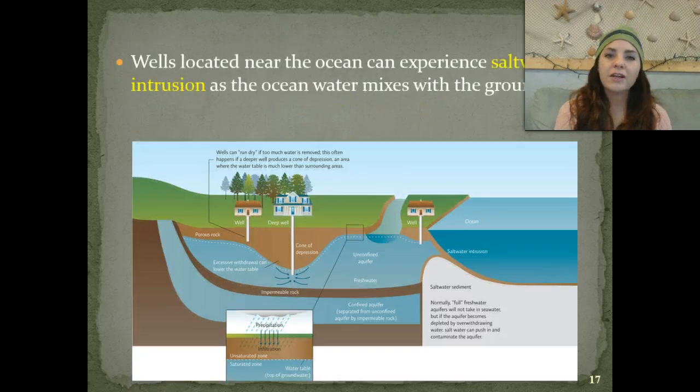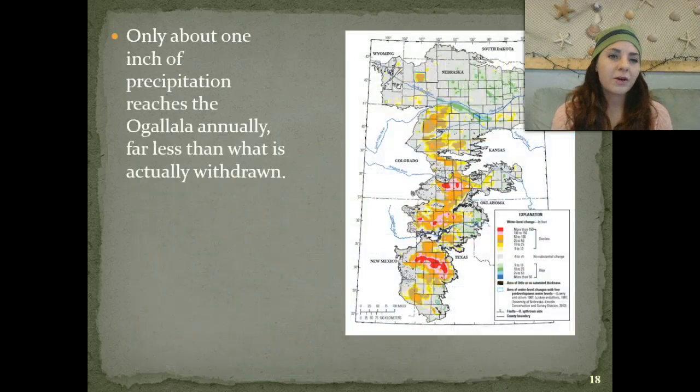Wells that are located near the ocean can also experience problems. They can experience a problem with saltwater intrusion. So instead of their freshwater well only having fresh water, now we get an invasion of saltwater as the ocean water mixes in with that groundwater. And only about 1 inch of precipitation actually reaches the Ogallala Aquifer annually. And that's obviously far, far less than what we're removing from that aquifer to irrigate our crops, to water our livestock, as well as use water for ourselves.